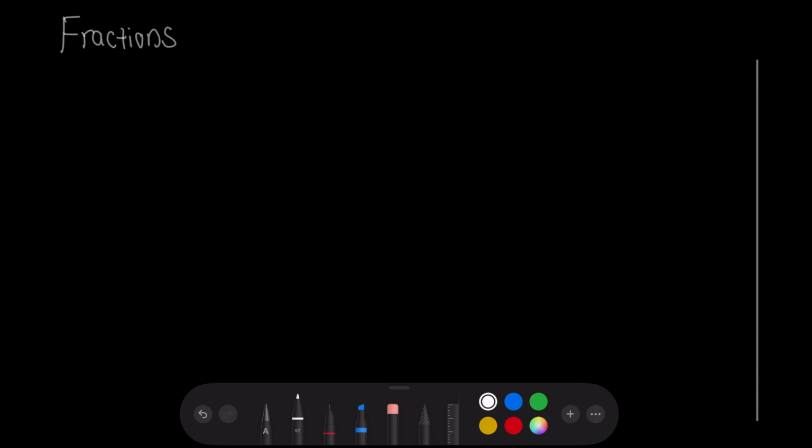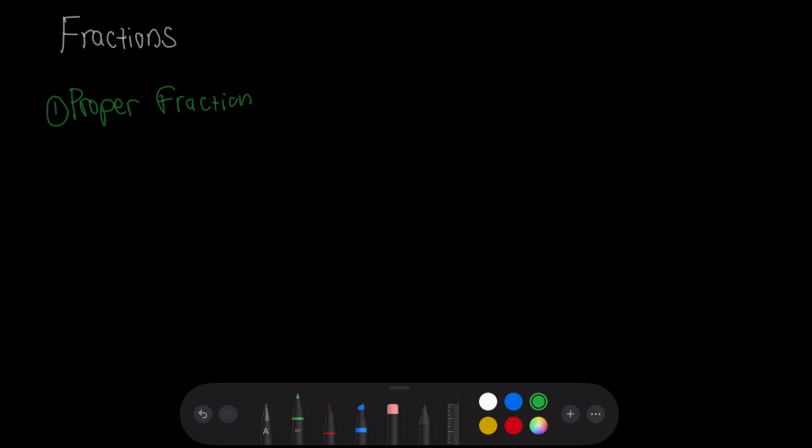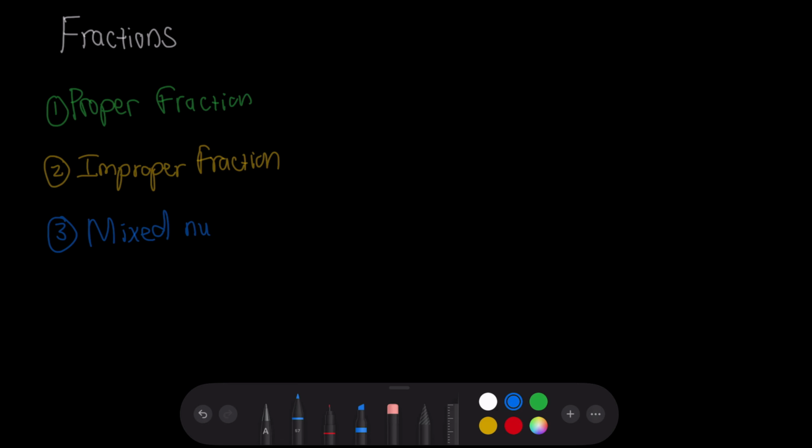So when we think about fractions, one thing that's important for us to understand is that there are three general kinds of fractions, and I'll write them for us. So there is a proper fraction, then secondly there's an improper fraction, and then thirdly there is something called a mixed number.